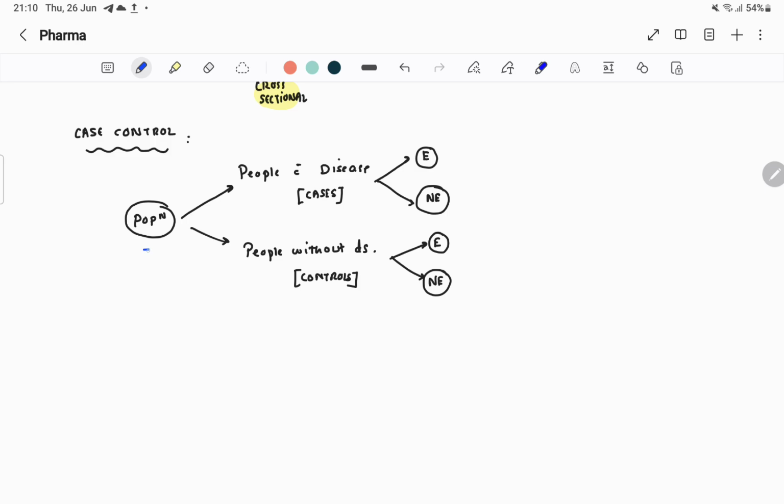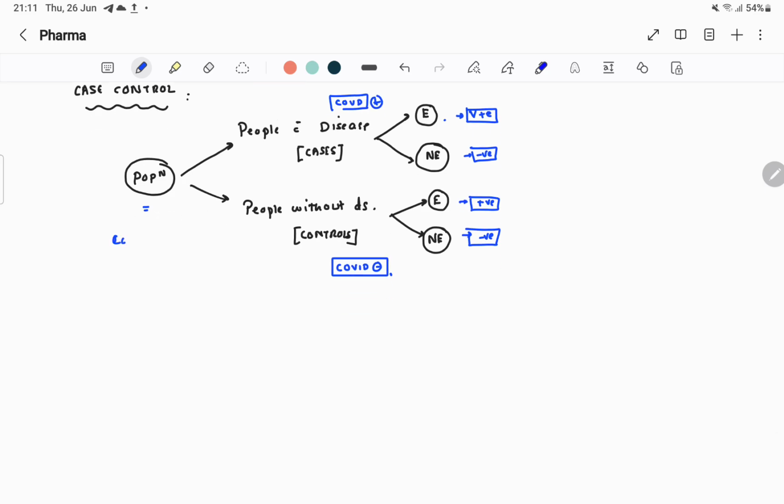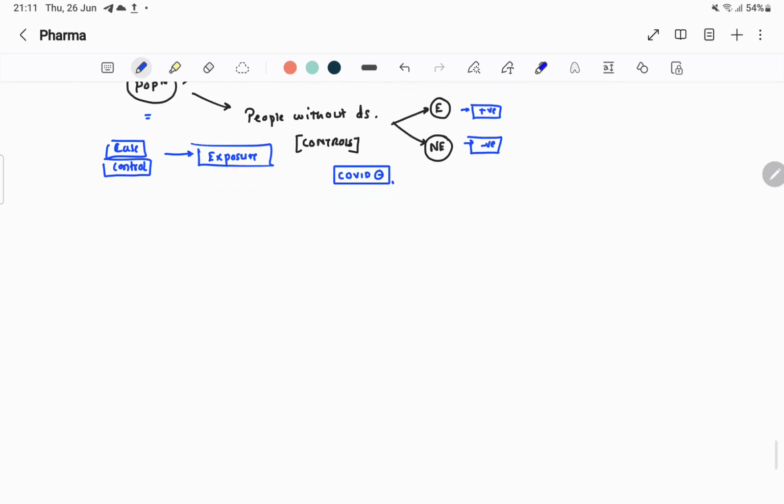So let's take an example. You are taking a population, let's say Odisha. The disease, let's say I am talking about COVID. Here are the people who have COVID and here are the people who don't have COVID. Then we check exposure in each group. So first we are taking the cases and controls, then we are asking about exposure. This is the direction.